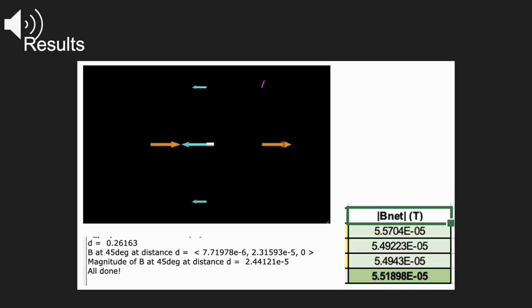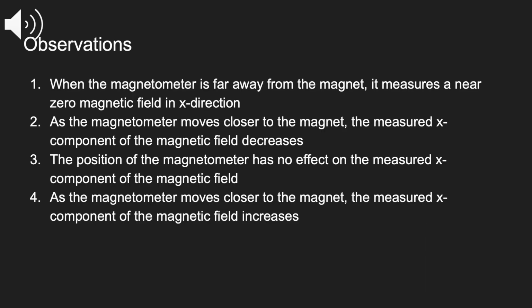The values have some discrepancies in them. The computational one is 2.44 times 10 raised to negative 5, while the ones from the experimental data average out to 5.5 times 10 raised to negative 5. But since both the values are in the range of 10 raised to negative 5, we can say that the experiment was relatively successful.